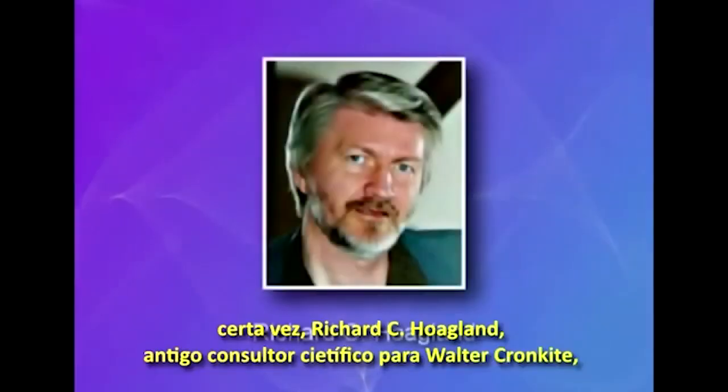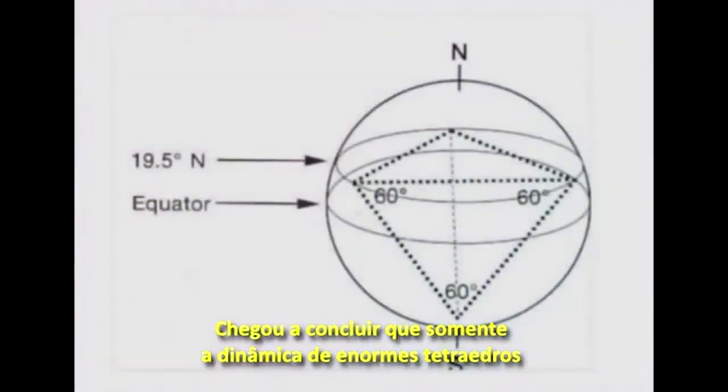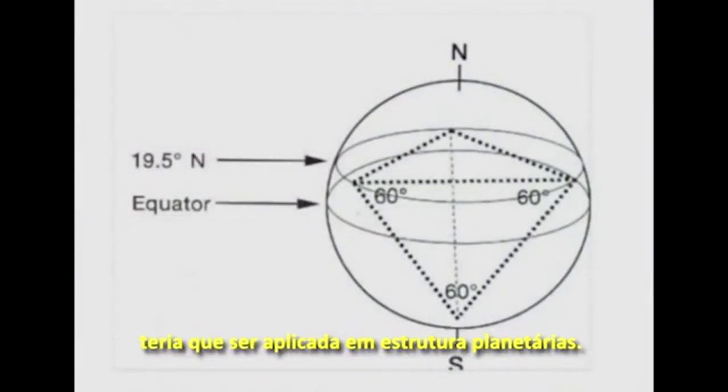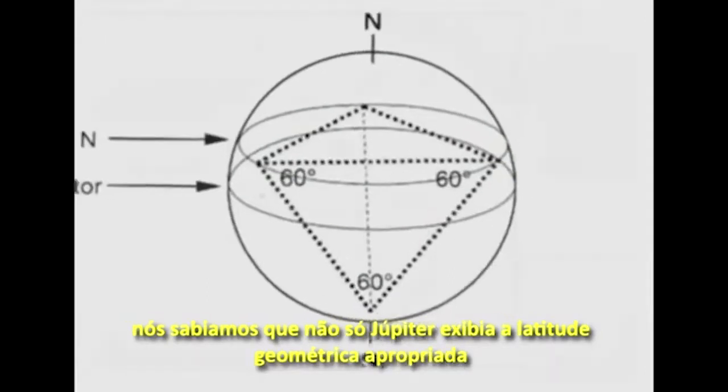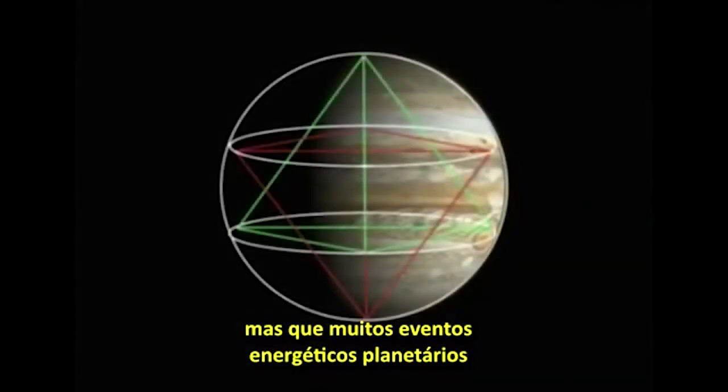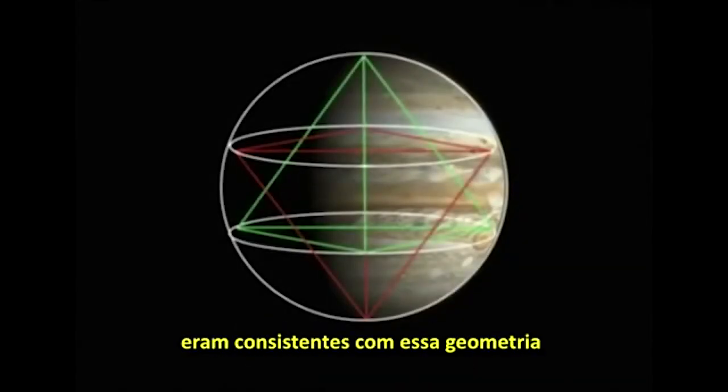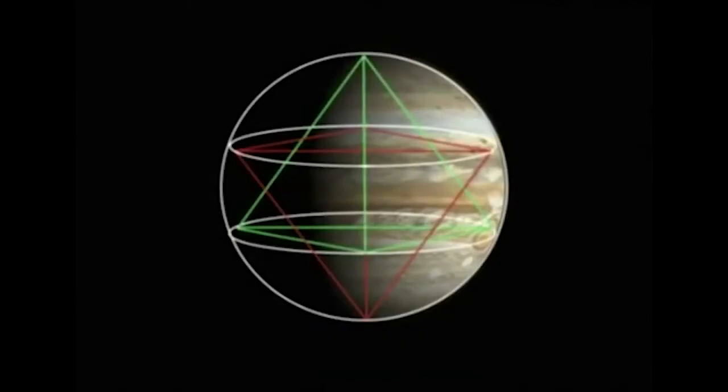At the time, Richard C. Hoagland, former science consultant to Walter Cronkite, CBS News, CNN, and NASA, had come to conclude that some hyperdimensional tetrahedral dynamics had to be at play in planetary structures. He noted that not only did the red spot on Jupiter exhibit the appropriate geometric latitude, but that many other planetary energy events were consistent with this geometry.